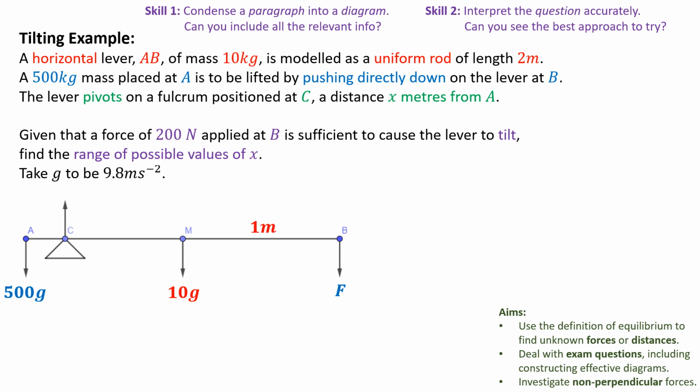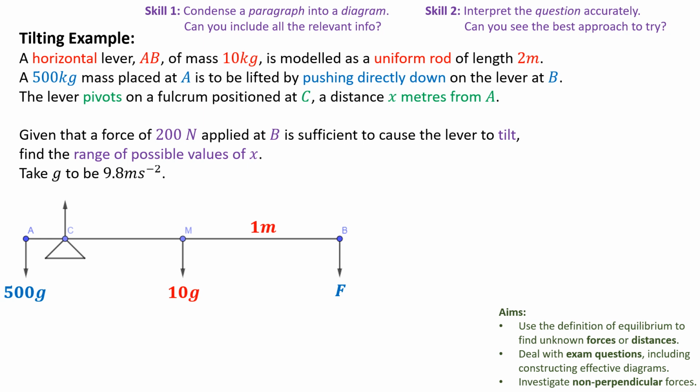At this stage, we've indicated all the forces that were given. So the 10g is from the weight of the lever itself. The 500g is the weight of the 500 kilogram mass. And then F on the right is the pushing directly down force that was referred to in the second sentence.